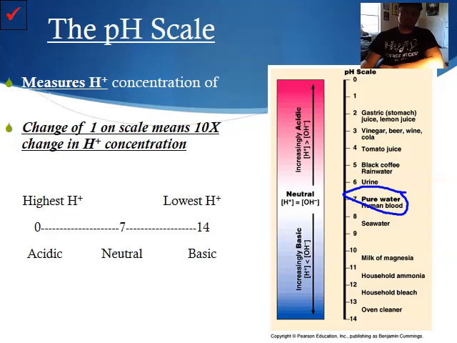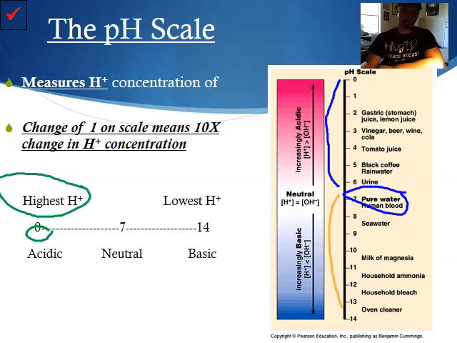So up top, as we go down the scale, anything between 7 and 0 is an acid. Anything between 7 and 14 is a base. So, what that means is acids have a very high hydrogen concentration, but a low pH. Bases, on the other hand, have a low hydrogen concentration, but a high pH.